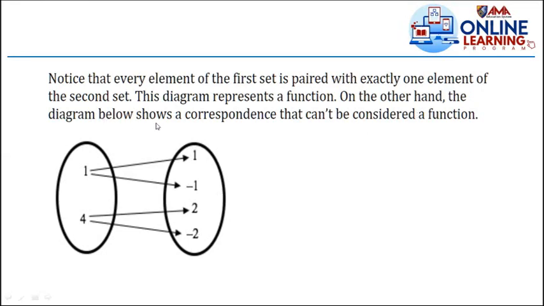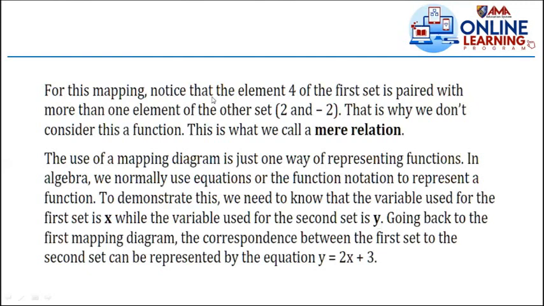So the diagram below shows a correspondence that cannot be considered a function. For this mapping, notice that the element 4 in the first set is paired with more than one element of the other set, that is 2 and negative 2. That is why we don't consider this a function. This is what we call a mere relation. So a relation is different from a function. The use of a mapping diagram is just one way of representing functions.